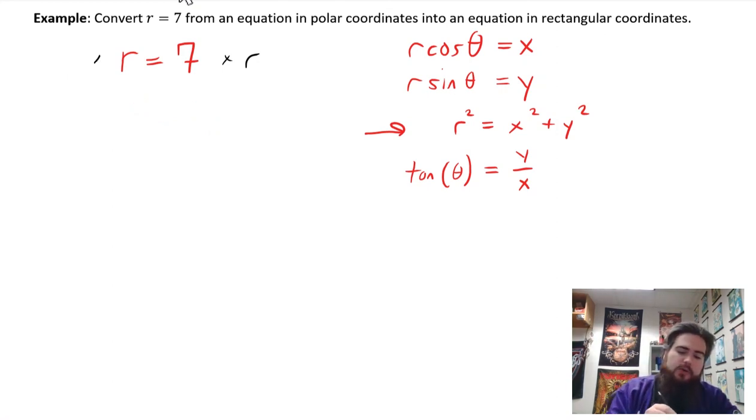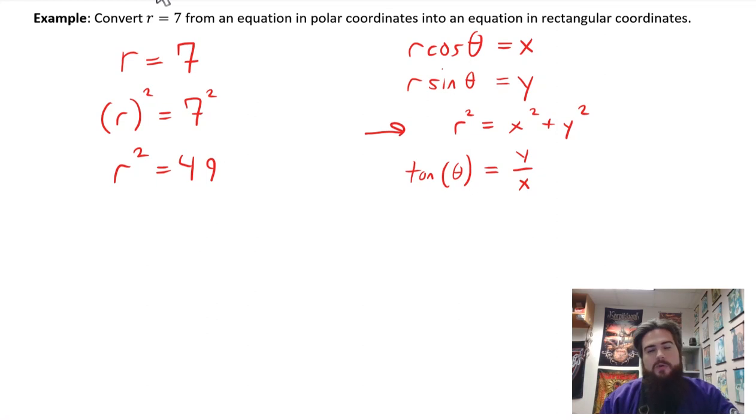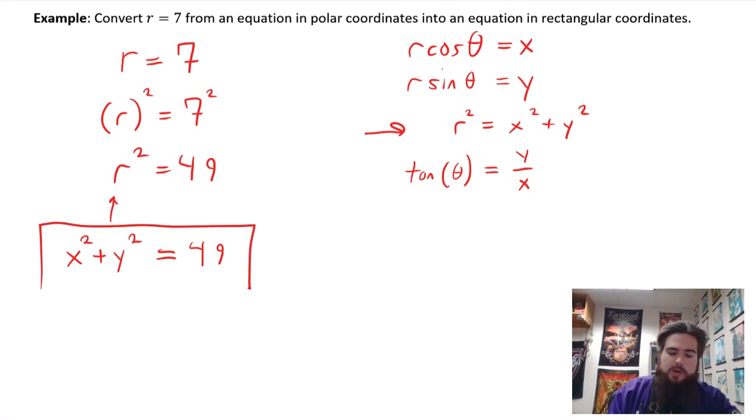Instead, you could also opt to square both sides. If you square both sides, that will give you r squared equals 49, which now means that I can replace that left side of r squared, and I have no issues on the right side as it's just a constant of 49. Therefore, I can now rewrite this equation as x squared plus y squared is equal to 49, which is the equation of a circle.